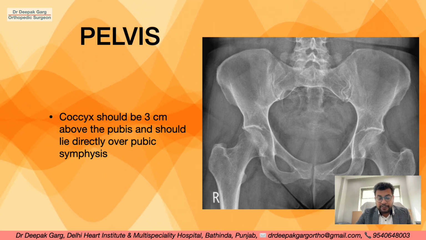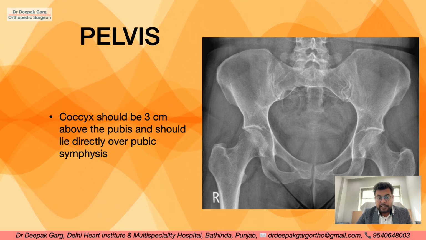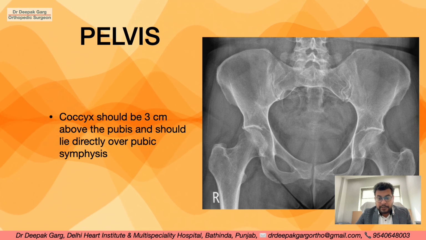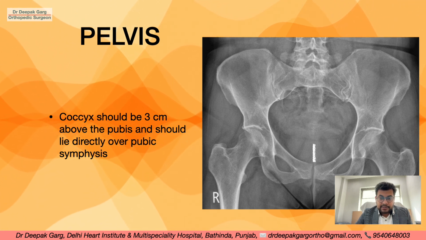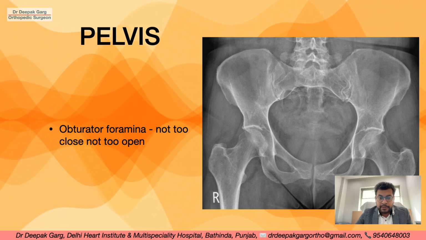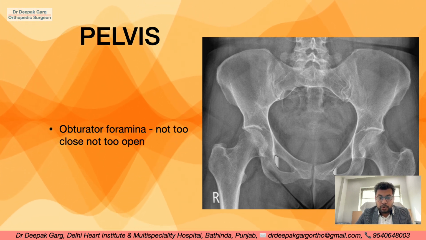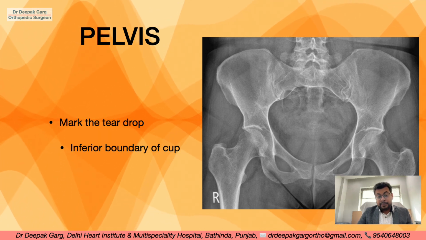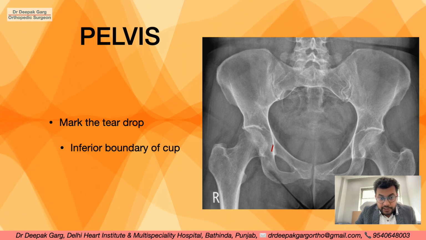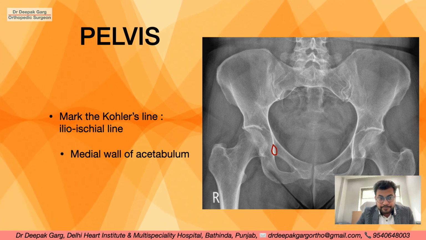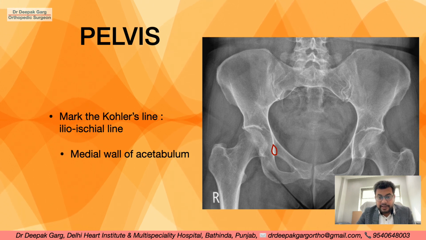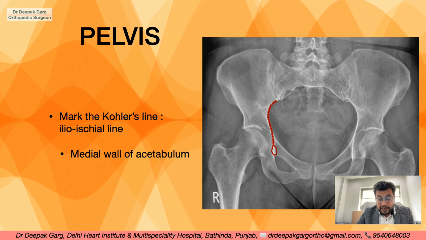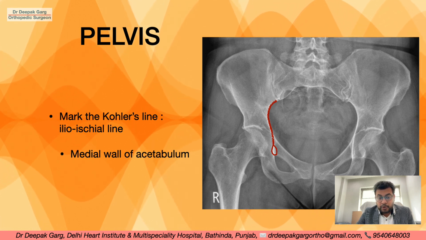Now when we have a radiograph in front of us, we should be able to see that the coccyx is approximately 3 cm above the pubis, and it should lie directly over the pubic symphysis. Similarly, the obturator foramina should not be too closed or too open, and we should be able to mark the teardrop, which is the inferior boundary of the cup. This is how we analyze the cup.